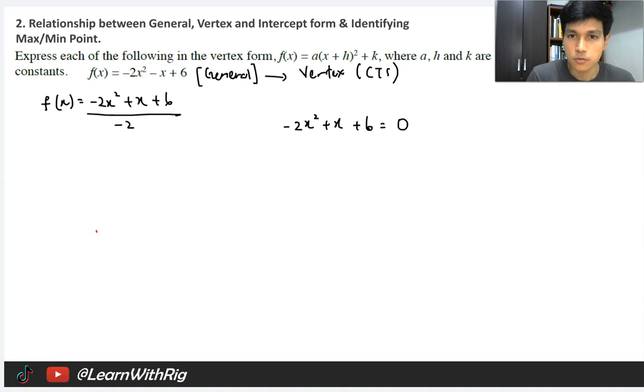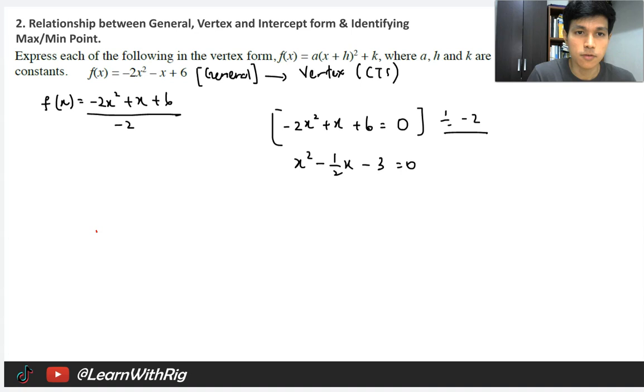So you make this equal to 0 and then you divide the whole thing by negative 2. So you get x squared and then negative 1 over 2x negative 3 equals 0. So you should get this. But in this case, you have f(x) and f(x) is not equal to 0. So you cannot just divide by negative 2, because if you divide here, you get f(x) over negative 2. Now the equation becomes much more complicated. So we're not going to do that.